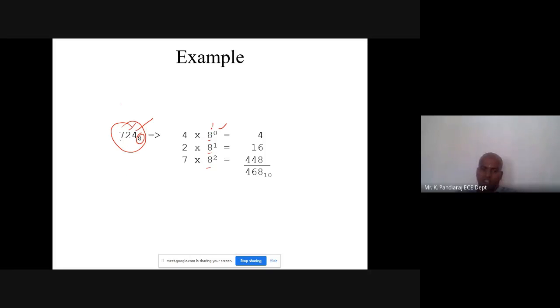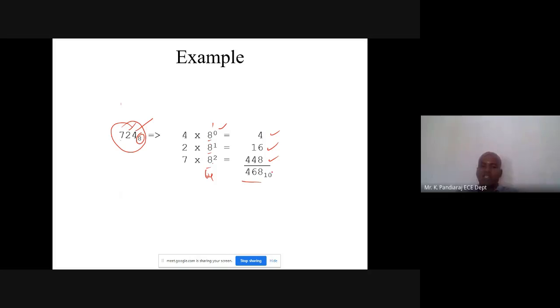So 8 power 0 is 1, so 4 into 1 is 4. 8 power 1 is 8, so 2 into 8 is 16. 8 square is 64, so 7 into 64 is 448. Add it together, and we will get 468.